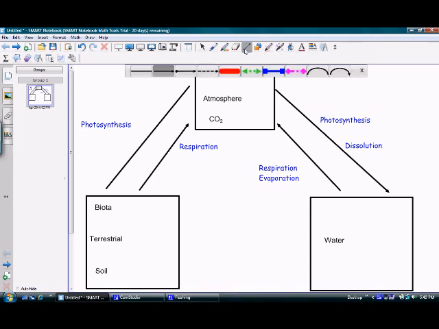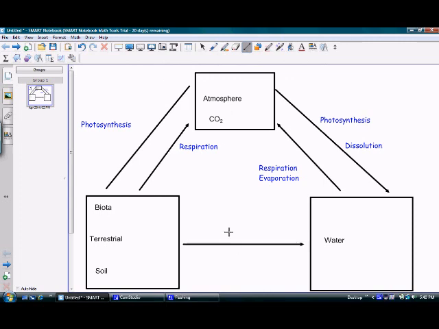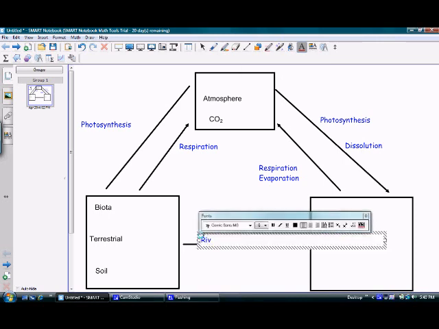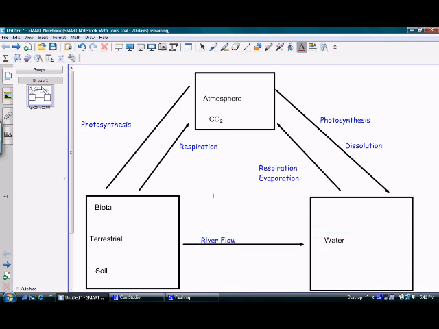Carbon also moves from the terrestrial pool to the water pool. This is mostly done by river flow. So when soil particles are picked up by water and then flood into bigger pools or bodies of water, the carbon is transferred.